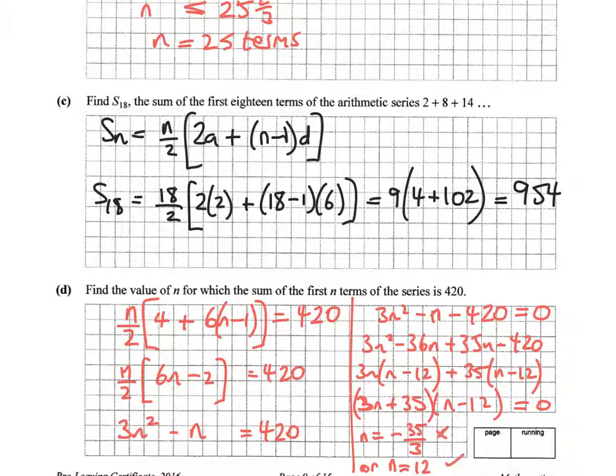But to be honest with you, that's a whole heap of process, and it would be far quicker just to sit there and go 2 plus 8 plus 14 plus 20 plus 26 and carry on adding up and seeing how many numbers you need to add up to get to 420, and you'd find there'd be 12 of them.